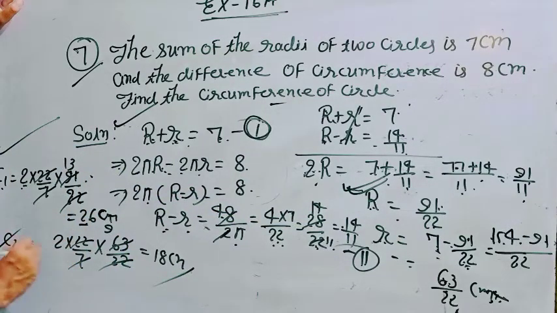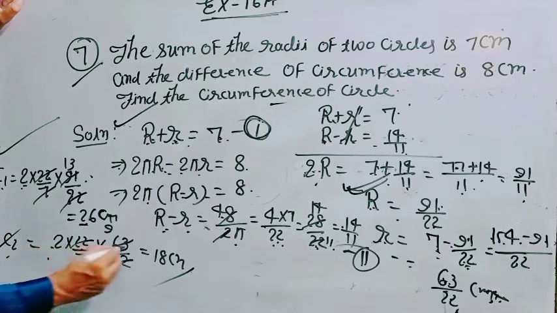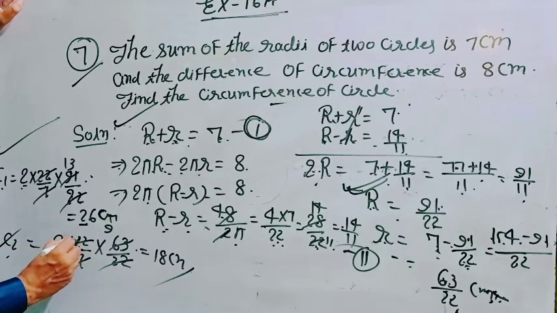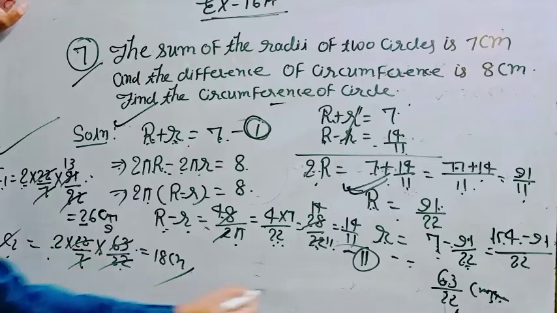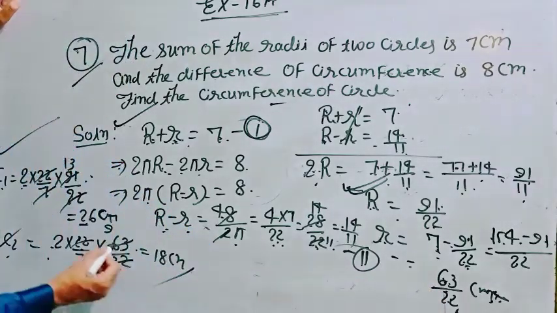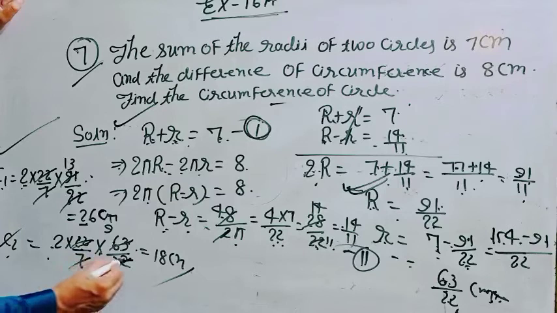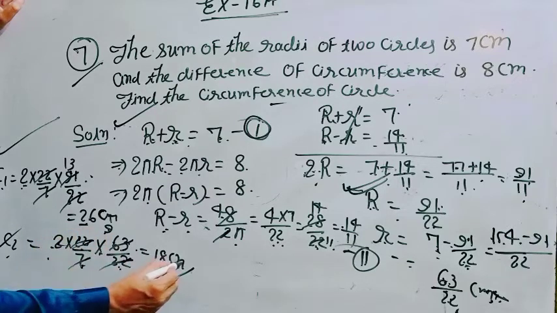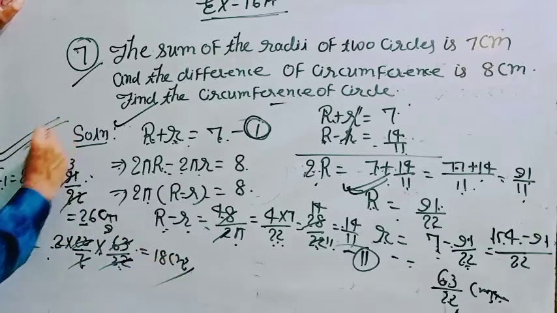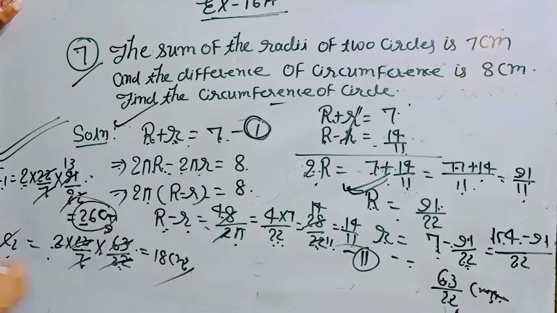Similarly, what is the second circumference? That is 2 into pi into r, then 2 into 22 by 7, and the small r is given as 63 by 22. I write here 63 by 22, 22 cancels, 7 9s are 63 and 9 2s are 18 cm. So the circumference of the first circle is 26 cm and the circumference of the second circle is 18 cm. It is your solution with the help of these two equations.